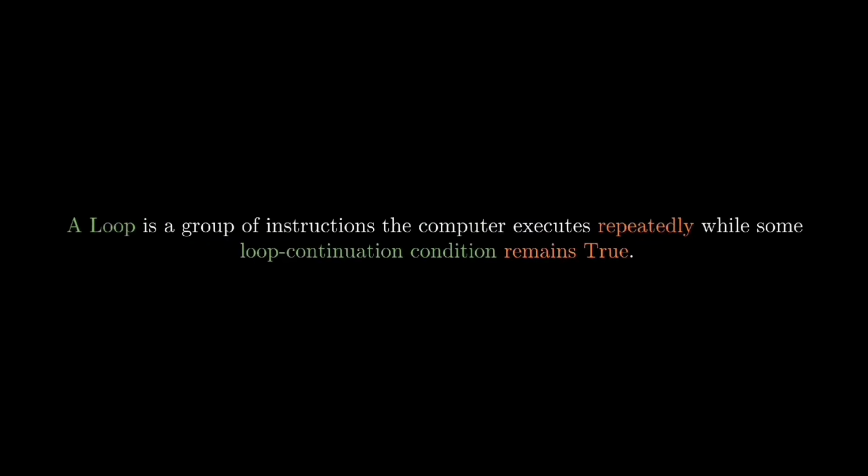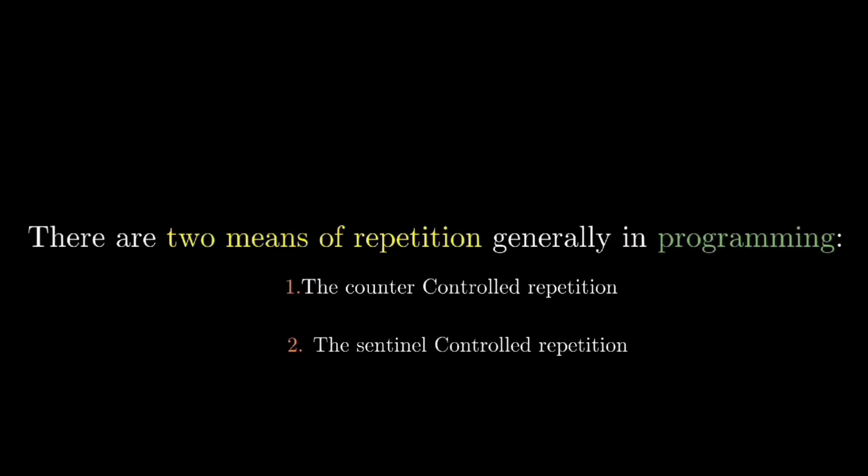The concept of looping is important because it's one of the common ways a computer automates boring or repetitive tasks. A loop is a group of instructions the computer executes repeatedly while some loop continuation condition remains true. There are two means of repetition generally in programming. We have the counter control repetition and the sentinel control repetition. In the counter control repetition, we know in advance how many times the loop will be executed, so we can call that a definite repetition.